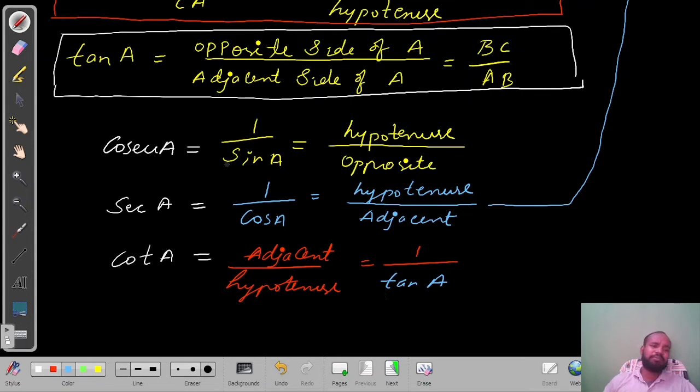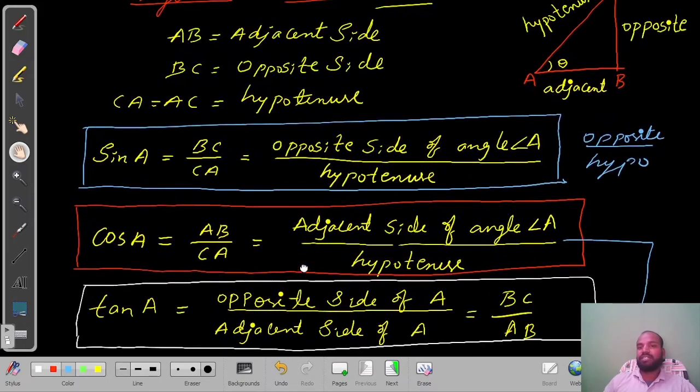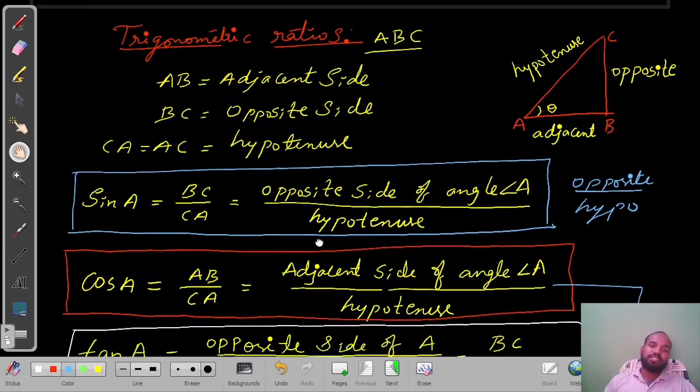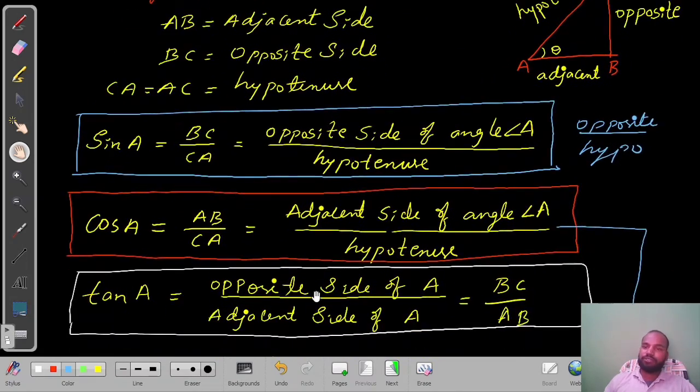You simply remember: cosec means 1 by sine. Sec means 1 by cos. Cot means 1 by tan. So if you remember like this, then you never forget these six formulas. You should remember these six formulas until the end of the entire chapter. Okay. So these are the trigonometric ratios.